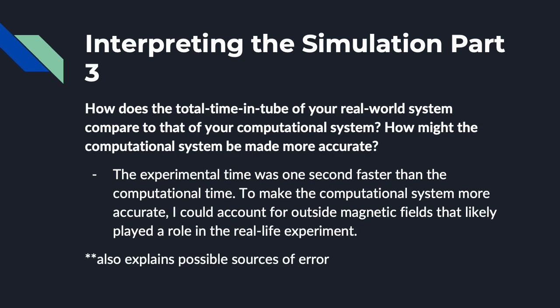Interpreting the simulation part 3. So how does the total time in tube of my real-world system compare to that of the computational system? How might the computational system be made more accurate? Well, the experimental time was 1 second faster than the computational time. To make the computational system more accurate, I could account for outside magnetic fields that likely played a role in the real-life experiment. This also explains any possible sources of error I encountered in this lab.